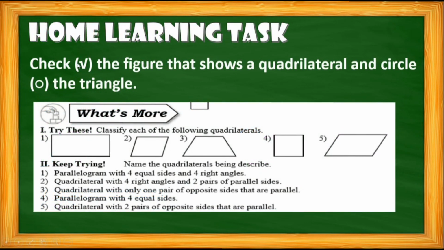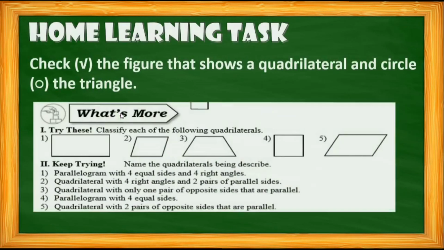Okay, for your home learning tasks, grade 4 pupils, you're going to answer this one. Disregard the instruction. The instruction is: try this, classify each of the following quadrilaterals. This should be what's more, and this should be try this and keep trying.